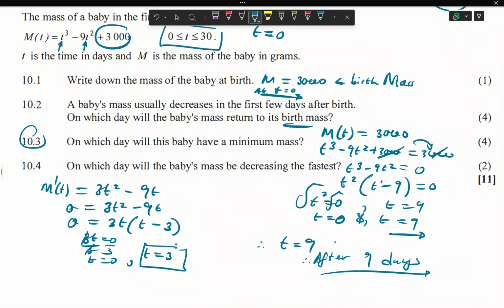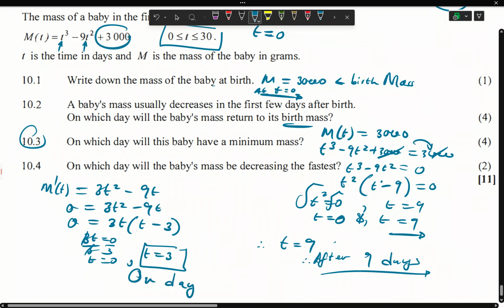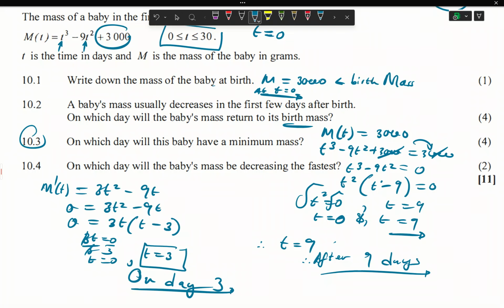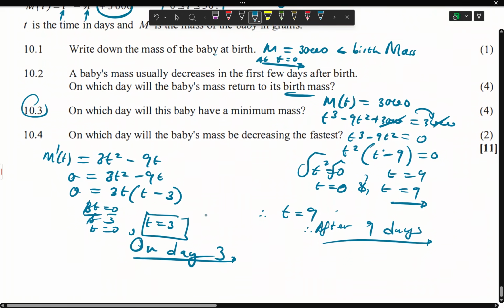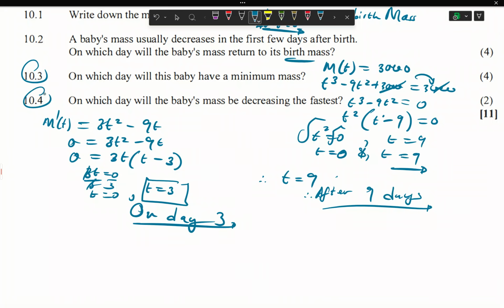So we can say on day 3, because at day 0, guys, this is the birth mass. So now they say, on which day will this baby have a minimum mass? So on day 3, you'll have a minimum mass.